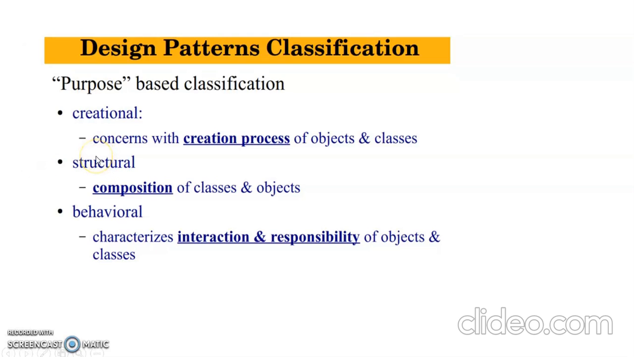Structural means it shows the physical structure, how things will be connected. For example, assume you have object 1 as well as object 2. Object 1 has certain features, object 2 has certain features, both are different. But if object 1 wants to use object 2, how can it be done, we'll see that in structural. And behavioral means establishing the communication between object 1 and object 2. So these are the three types.